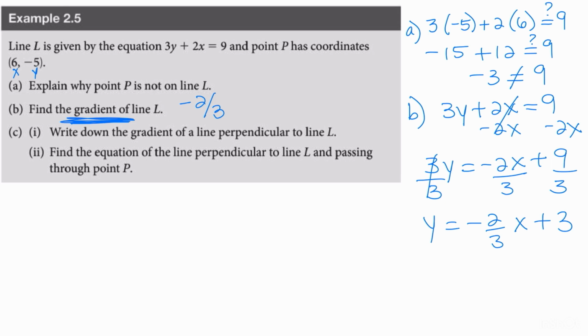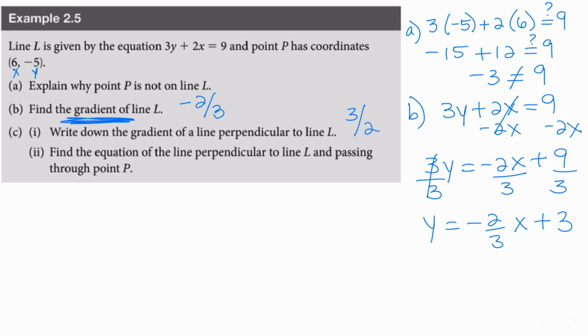Part C, write down the gradient of a line perpendicular to line L. We know that perpendicular lines have negative reciprocal slopes. So if we just found the gradient of L to be negative 2/3, that tells me the negative reciprocal, you flip it, change the sign, is going to be positive 3/2.